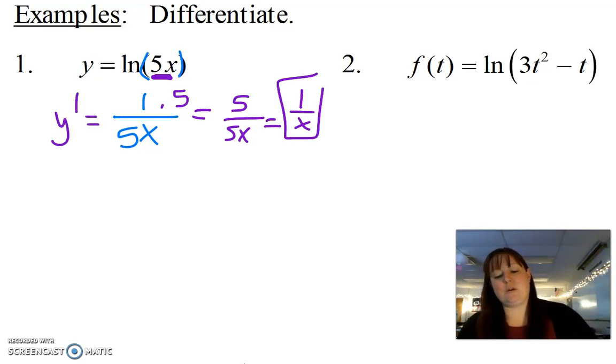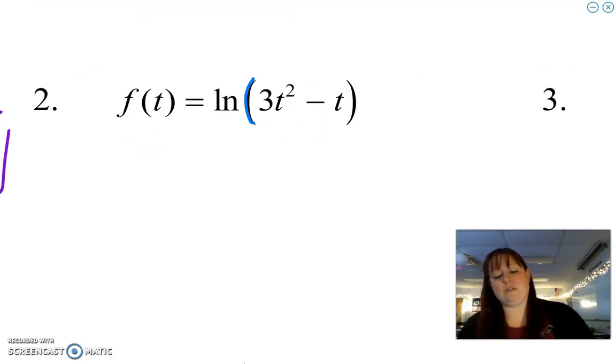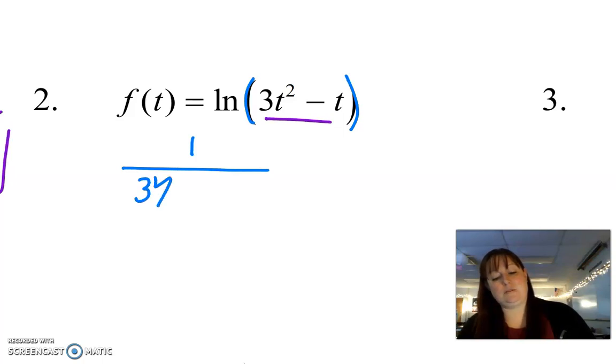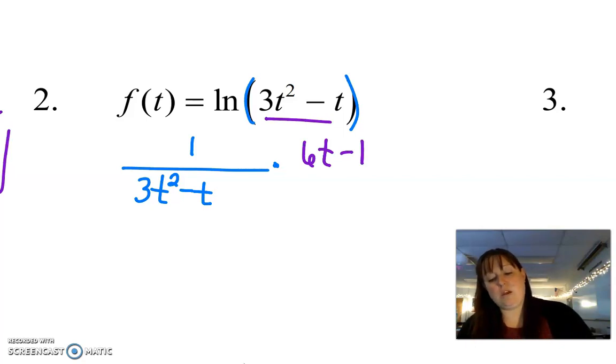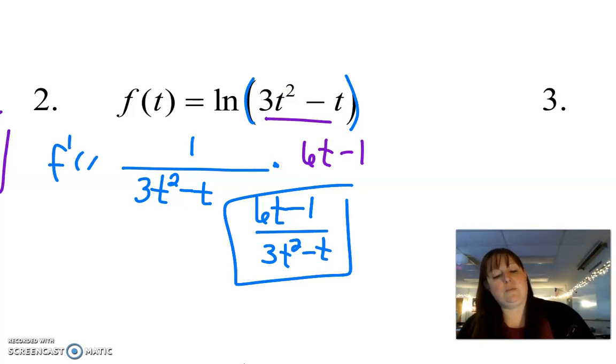All right. The second one, it's pretty obvious that the outside function is the natural log, and the inside function is 3t squared minus t. So the first thing we do is we derive the outside, which is 1 over the peanut, still intact, 3t squared minus t, times the derivative of the inside, which is 6t minus 1. So in the end, we end up with 6t minus 1 over 3t squared minus t. And again, that's f prime of t, just to give myself some proper notation.